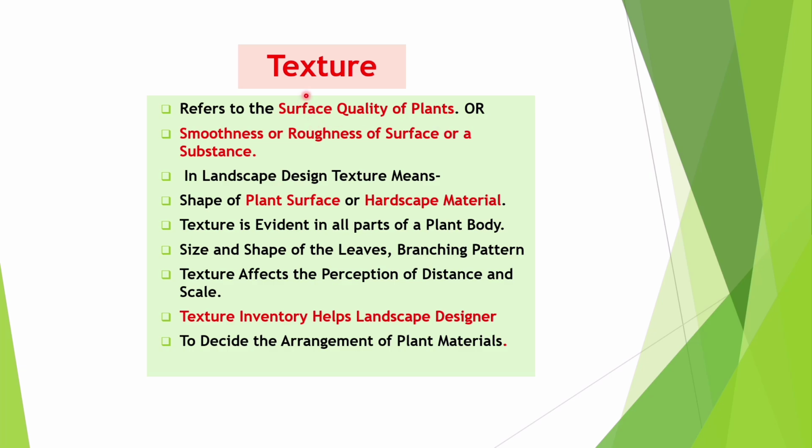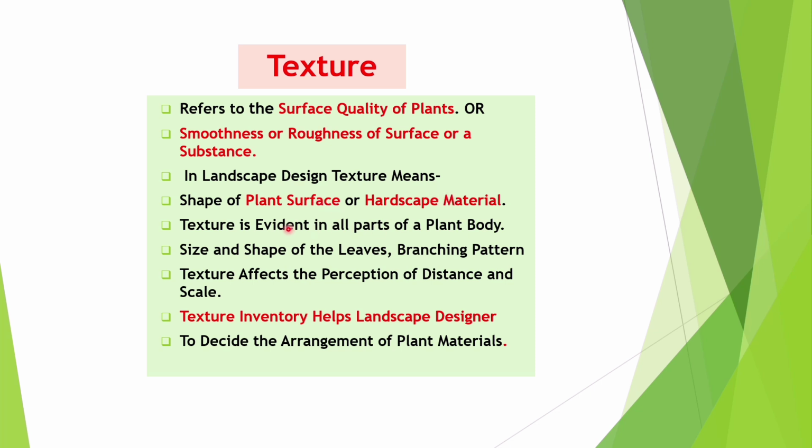After this, there is an important thing, which is the texture. Texture refers to the surface quality of plants, or texture is an open term. It can depict the smoothness or the roughness of a surface or a substance. That can be a non-living substance also. So in landscape design, texture means the surface of a plant, or it can be a hardscape material also.